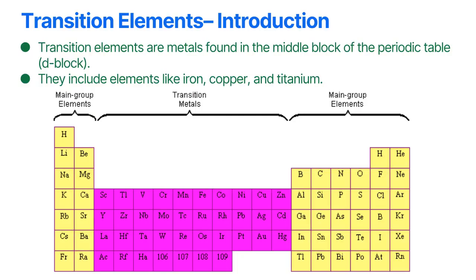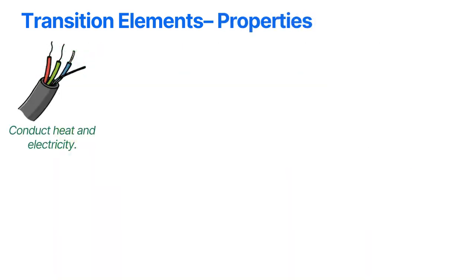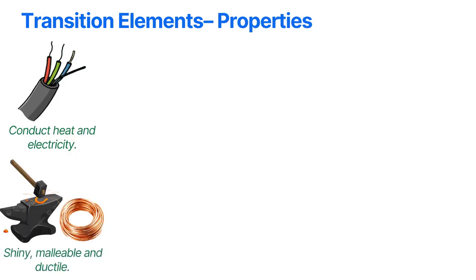Next, let's explore the properties of transition metals. Like other metals, transition elements are good conductors of heat and electricity. They are shiny, strong, malleable, and ductile, which means they can be hammered into shape. One key property is their high density. This means they are heavier for their size compared to many other metals, such as Group 1 alkali metals.